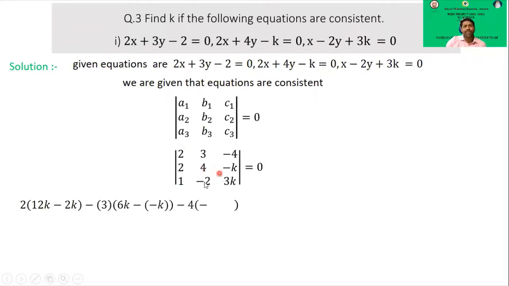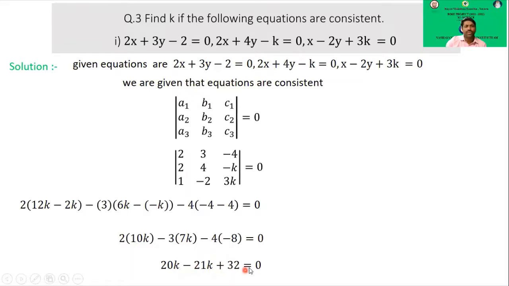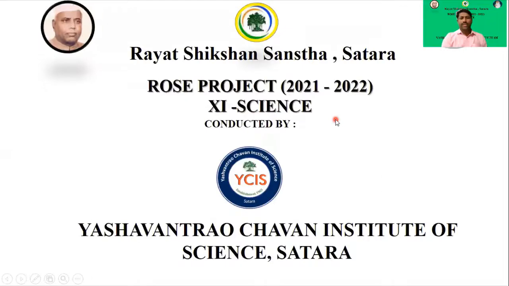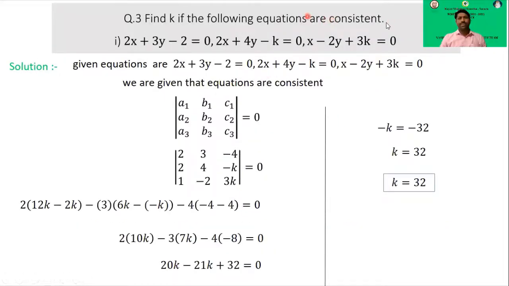So 12 plus 12 minus 2k minus 3, here 6k minus of minus k minus 4 minus 4 minus 4. So 10k into 2, 20k, here 7k minus 3 minus 4 minus 8. So 20k minus 21 plus 32. So that is minus k is equal to 32. So here k is equal to 32. If we replace this k by 32, then all these three equations have common solution or they are consistent. So this is the solution. Okay. Thank you all of you. We shall stop here.